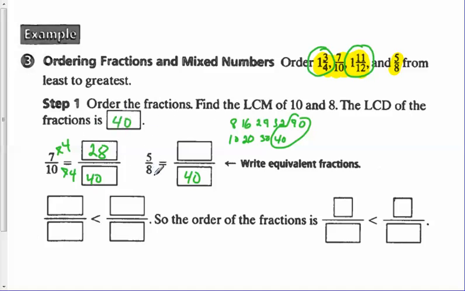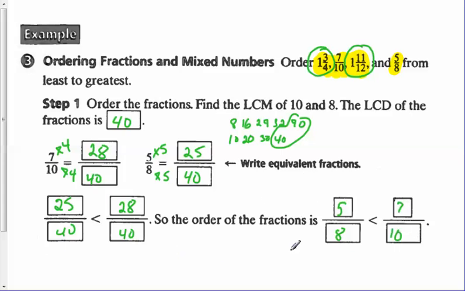Now for our 8, I multiplied that times 5 to get to 40. So I multiply 5 times 5, and I get 25. So when I compare these two, I have 25/40 is less than 28/40. And my 25/40 was my 5/8. So 5/8 is less than my 7/10.